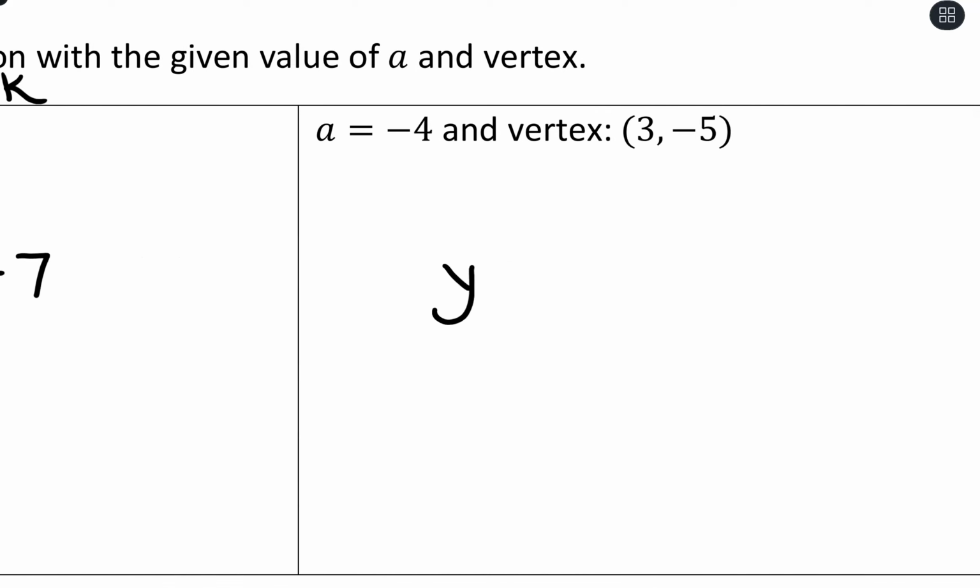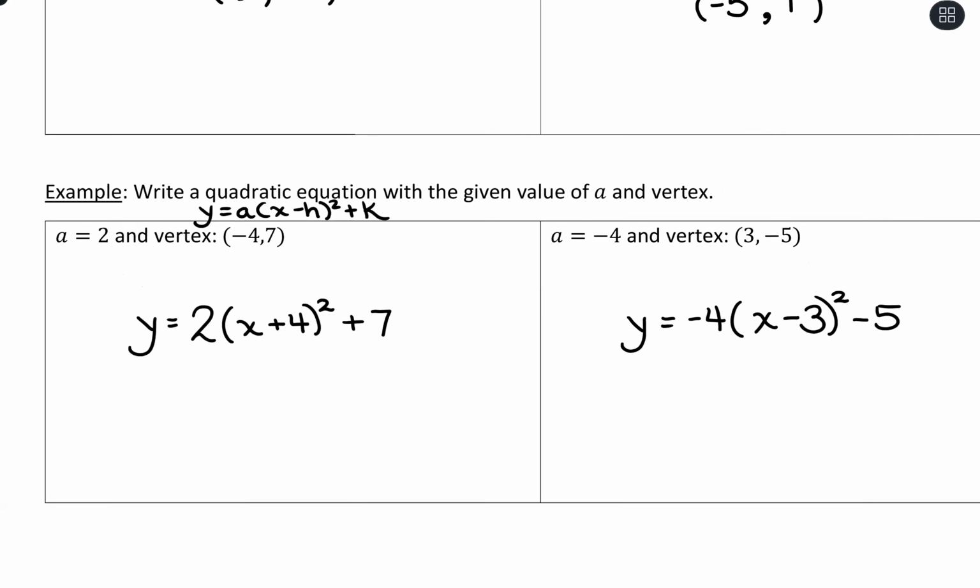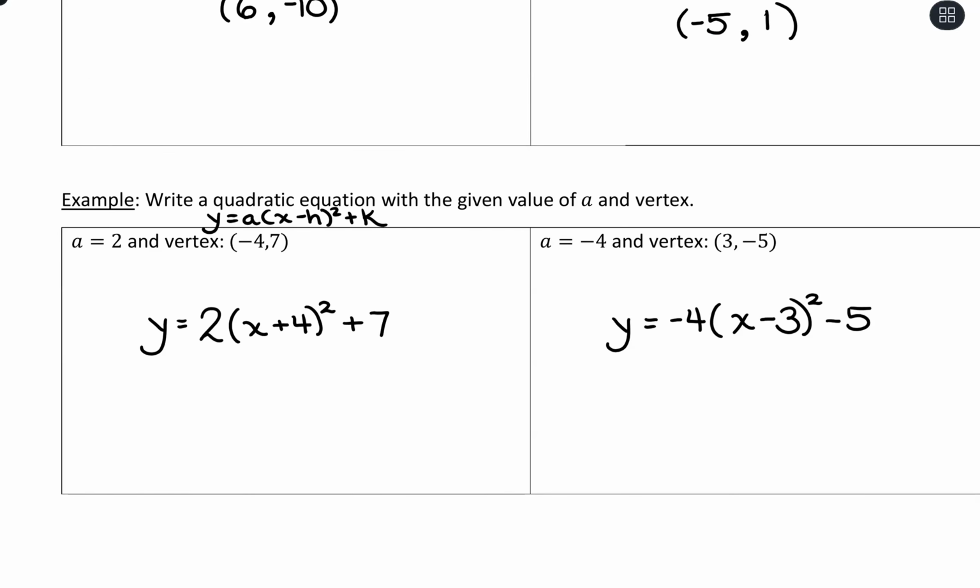With this one, we have y equals, and we'll have a negative 4 multiplying outside. X minus a positive 3, square that, and then a minus 5 on the outside. That's how we can work with our quadratic equations in vertex form to find the vertex and also see this number outside multiplying.